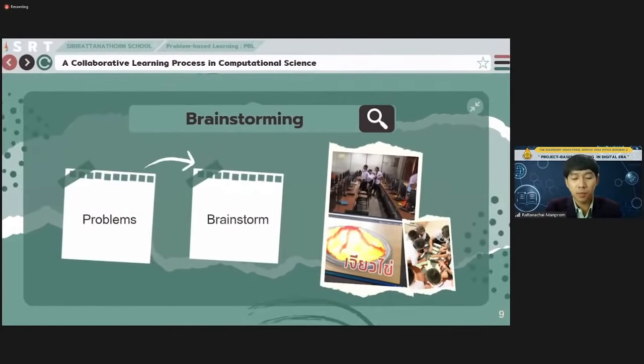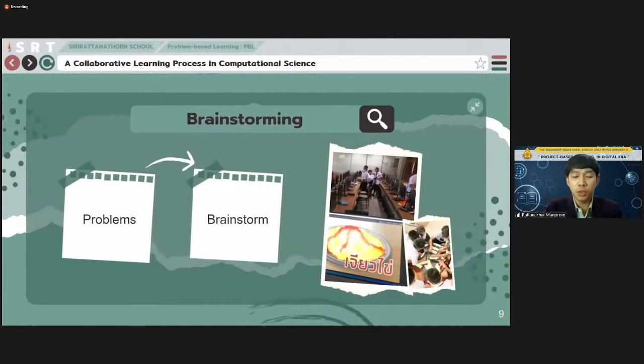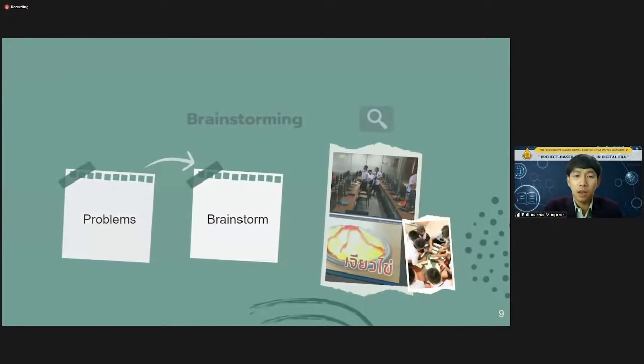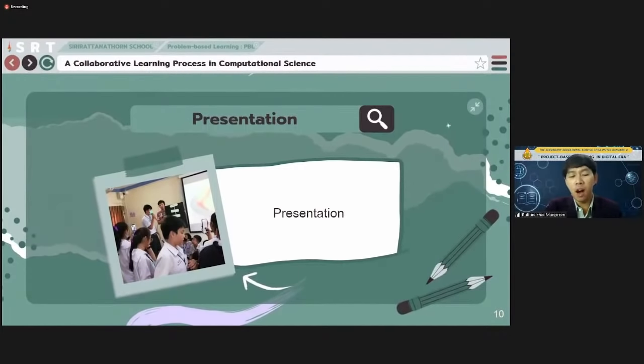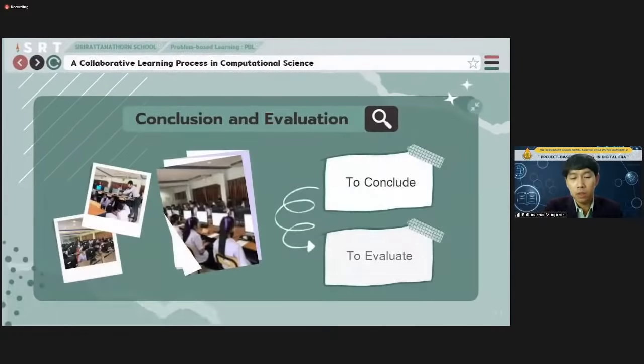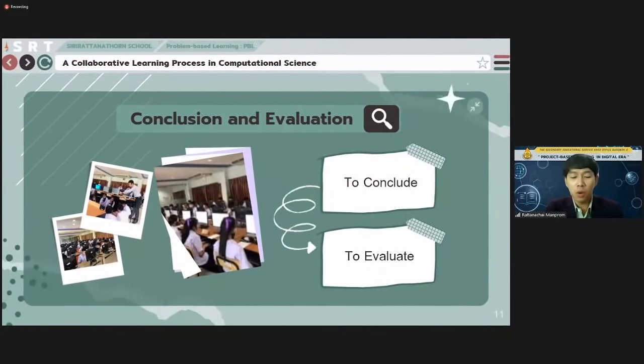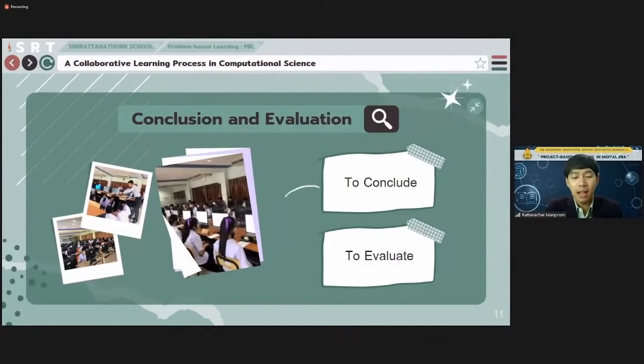Brainstorming. The teacher showed the problem to the students and the students brainstormed. Presentation. Each group of students presents their idea of the solution. Conclusion and evaluation. Let them discuss the best solution and the teacher shows them the best solution.